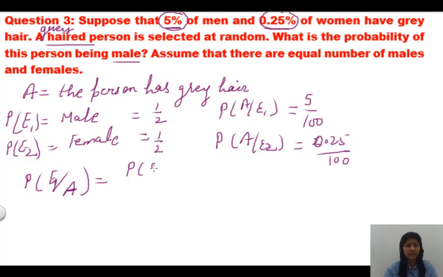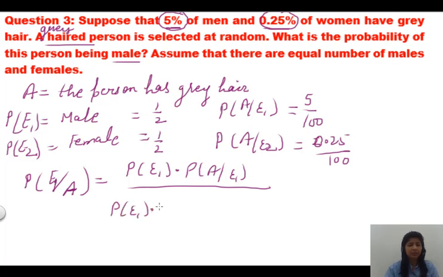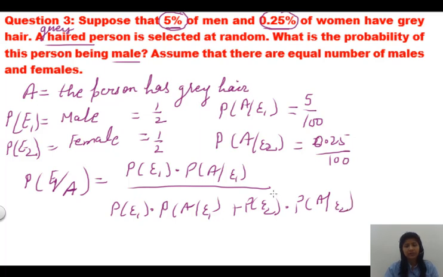The favorable event to us is E1, and P of E1 into P of A given E1, divided by the total probability, taking the summation of both the cases: P of E1 into P of A given E1 plus probability of E2 into P of A given E2. So we have all the four values to be placed in the formula. We can put them and calculate the probability that the person selected who is having gray hair is a male. Correct? Let us move to the next question now.